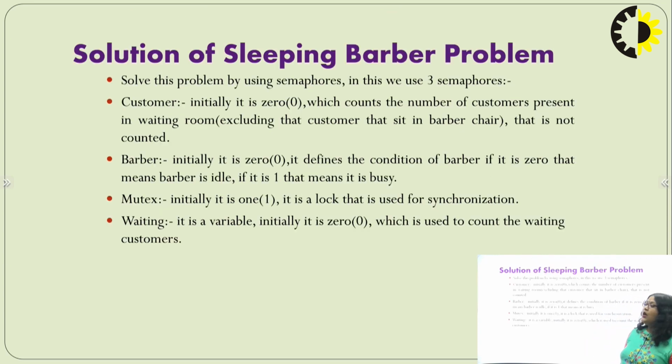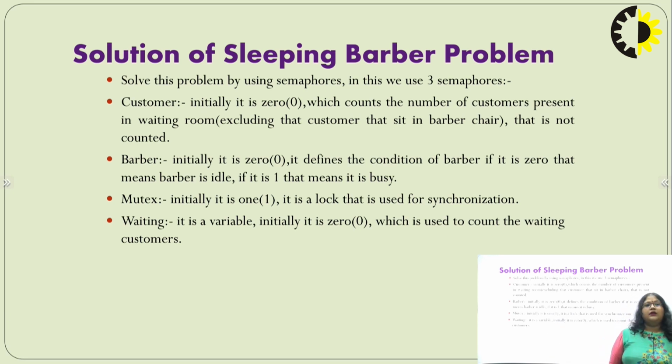Now what is the solution? We solve this problem by using semaphores. In this we use three semaphores. First is the customer semaphore, second is the barber semaphore, and third is the mutex. The fourth one is a variable, not a semaphore. Waiting is a variable in this particular problem.